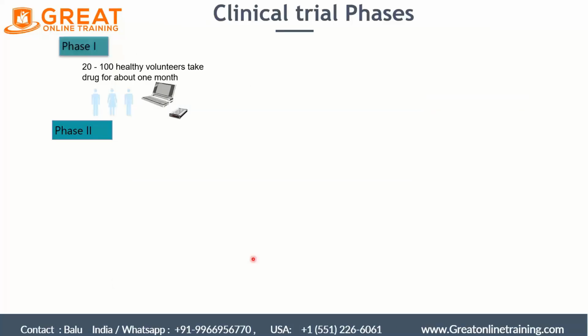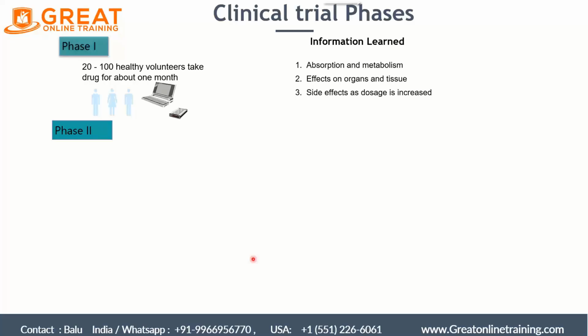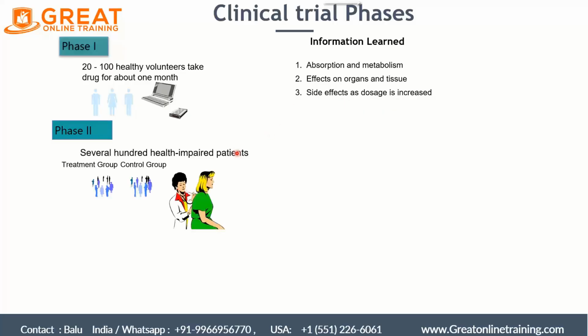So coming to the clinical trials, like I said, we have three phases in the clinical trials. Phase 1 includes 20 to 100 healthy volunteers who take the drug for about 1 month. The information that they will learn from phase 1 is absorption and metabolism, effects on organs and tissues in humans, and side effects as dosage is increased. So this is the information that the researchers will learn from phase 1.